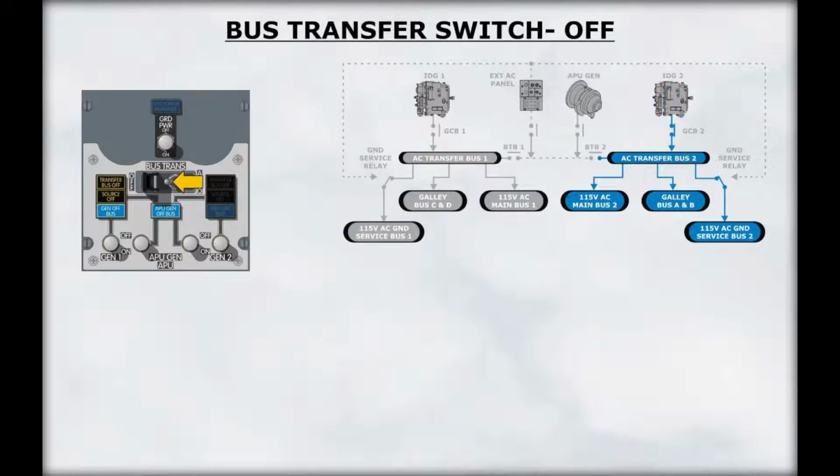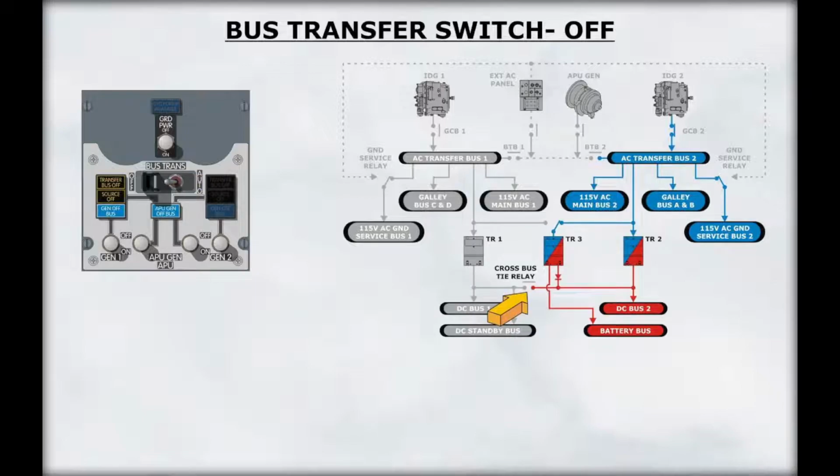With the bus transfer switch in the off position, the automatic bus transfer system is deactivated. Therefore, the operating AC power source will not be able to power the unpowered transfer bus. The off position of the bus transfer switch will open the cross-bus tie relay. This affects the backup capabilities of the TRs.